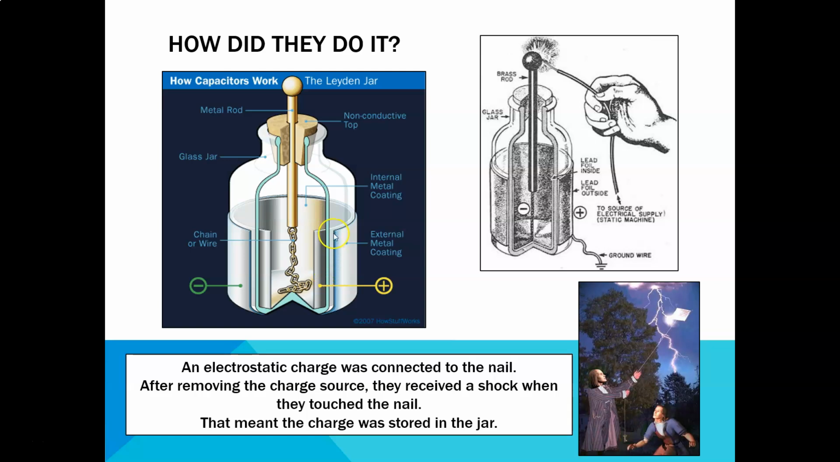The glass was the gap in between, and what they did was, as you can see over here, they connected a power wire to the top. The bottom was grounded, and they looked at it, and they said, okay.